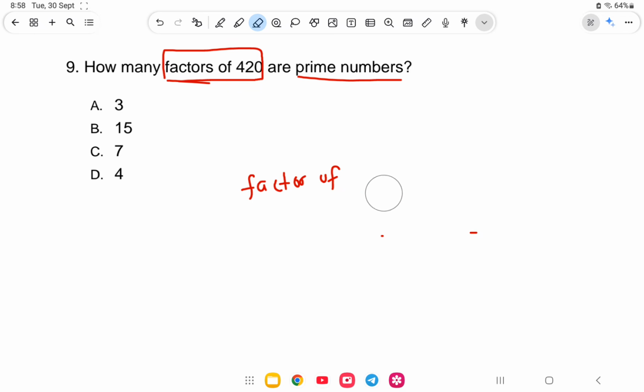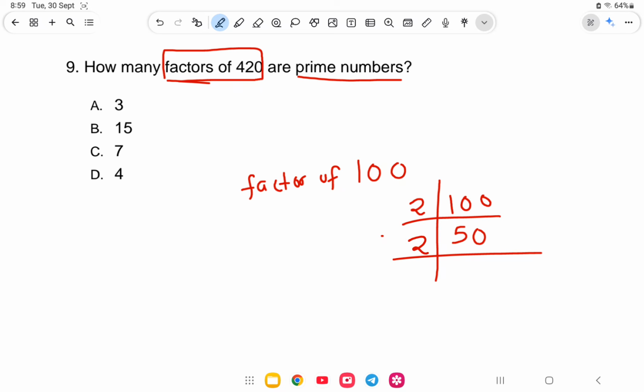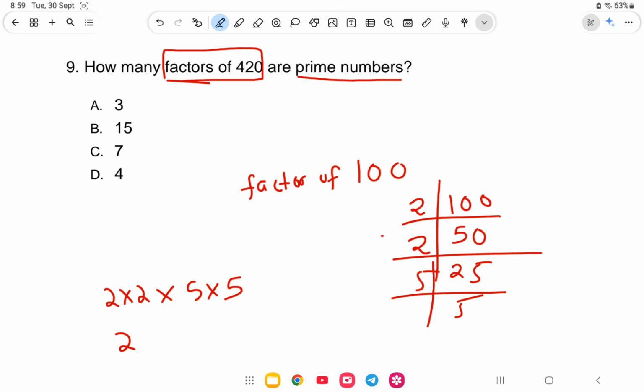Similarly, take the factors of 100. For 100 we take the LCM: first a small number, 2 5s are 10, 2 5s are 5 5s are 25. That means 2 into 2 into 5 into 5. In the previous class, we showed that this is 2 to the power 2 into 5 to the power 2. The prime factors are 2 and 5.